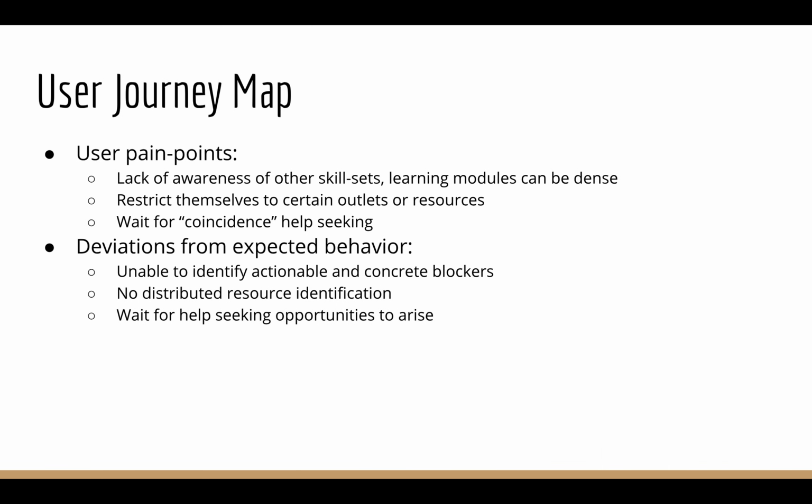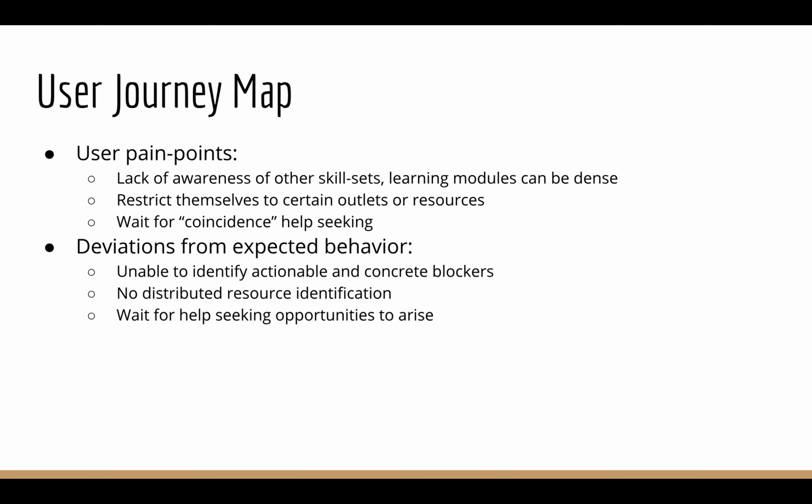And through this user journey map, I was able to identify certain user pain points that exist and deviations from expected behavior we have in self-directed help seeking. So large user pain points are that, firstly, in identifying resources, users feel like they're not aware of other skill sets that are available and experiences other people have that they could leverage to seek help from. Learning modules can be dense, and the blocker might be very specific, just a thin slice of what a learning module looks like, and it's hard to identify what that exact slice is sometimes.